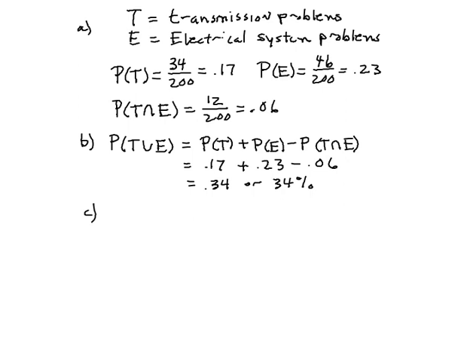Let's try C. What is the probability that the person will not have trouble with the electrical system? That's a complement. Complement law. What's the probability that they won't have trouble with the electrical system? Well, the probability that they will is 23%, so the probability they won't would be 77%.